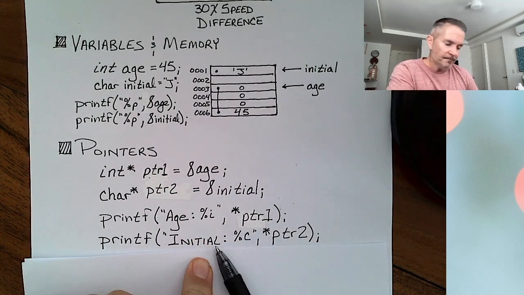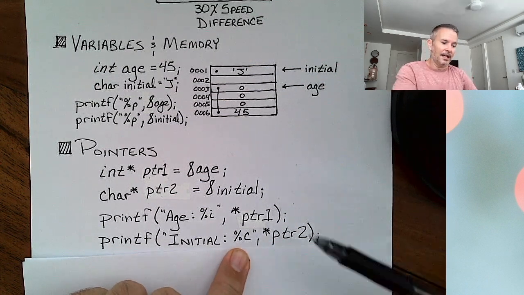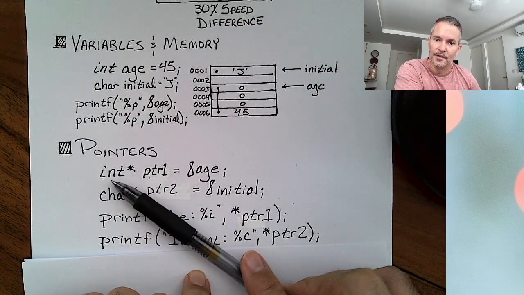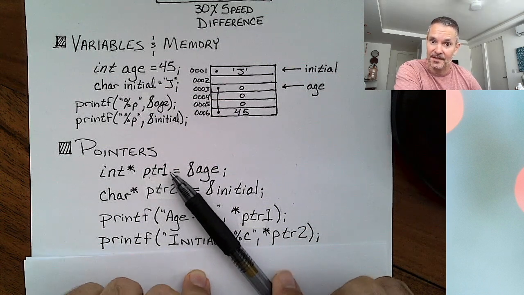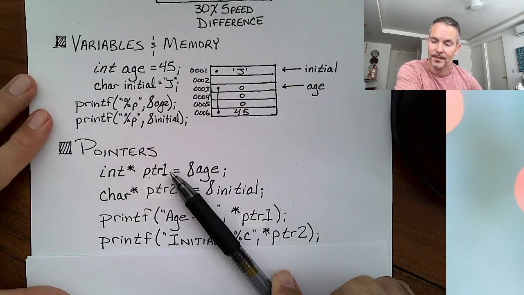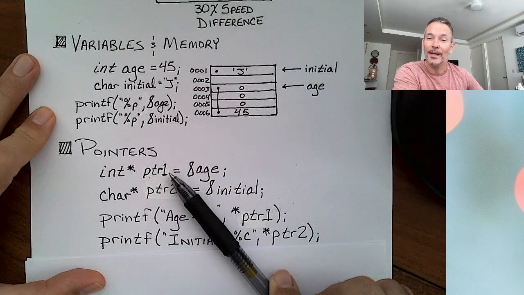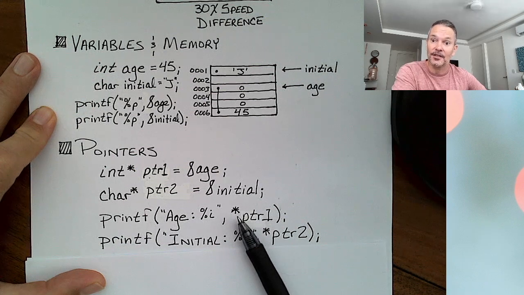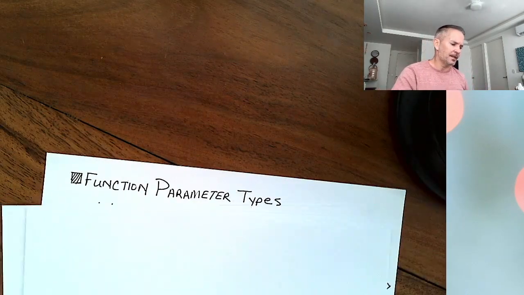Here, we print the initial character pointed at by pointer 2. So the important thing to understand here is that to declare a pointer, I use a type, a variable type, followed by an asterisk, and then I give it a name. This is a name of a variable pointer to an integer. To now access what is pointed to, the memory that is pointed to, I put an asterisk in front of the name of the pointer. So let's continue. I think this will get a little more clear as we continue.